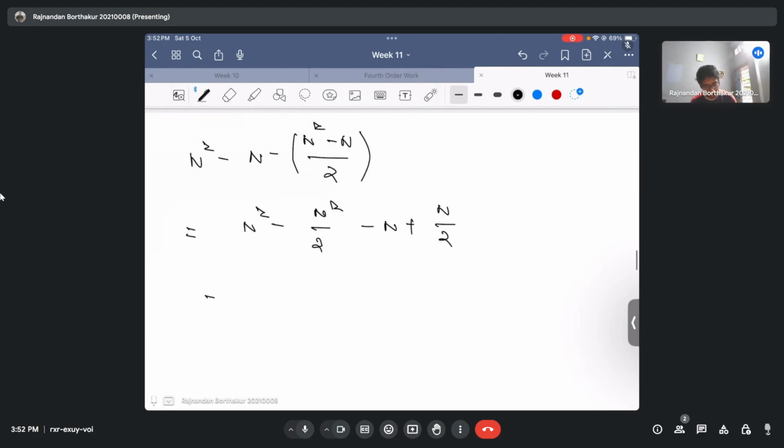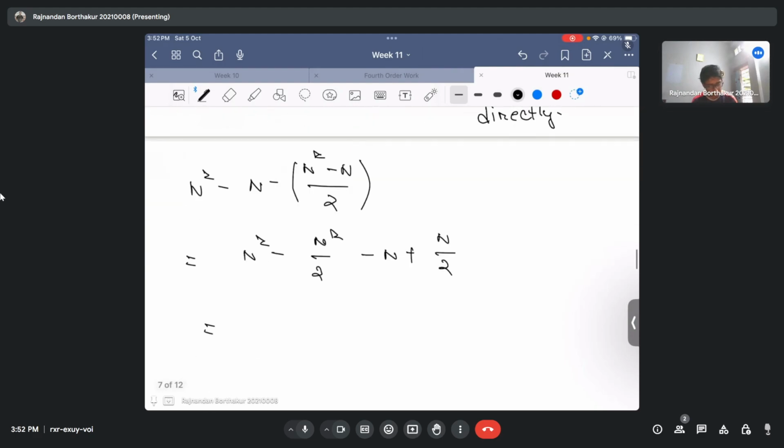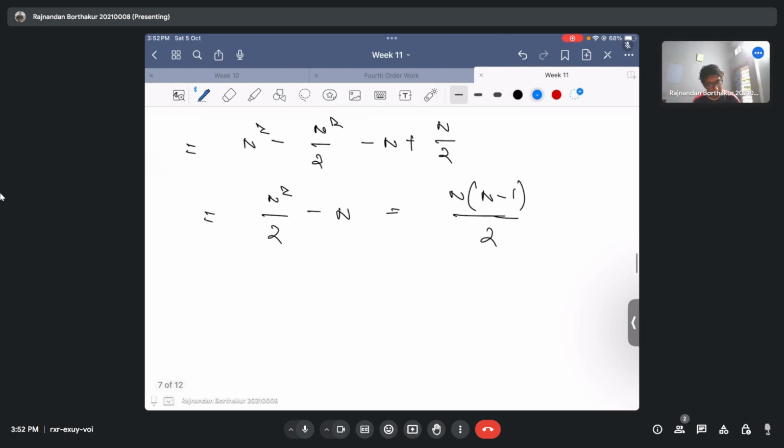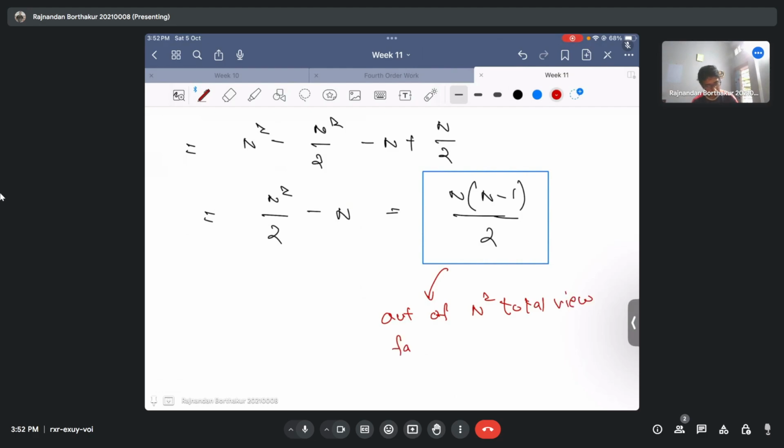I think we'll just end up getting n square by 2 minus n by 2, which means it is just n into n minus 1 by 2. Okay, so that's the answer. So you need to directly know n into n minus 1 by 2 view factors out of n square total view factors.